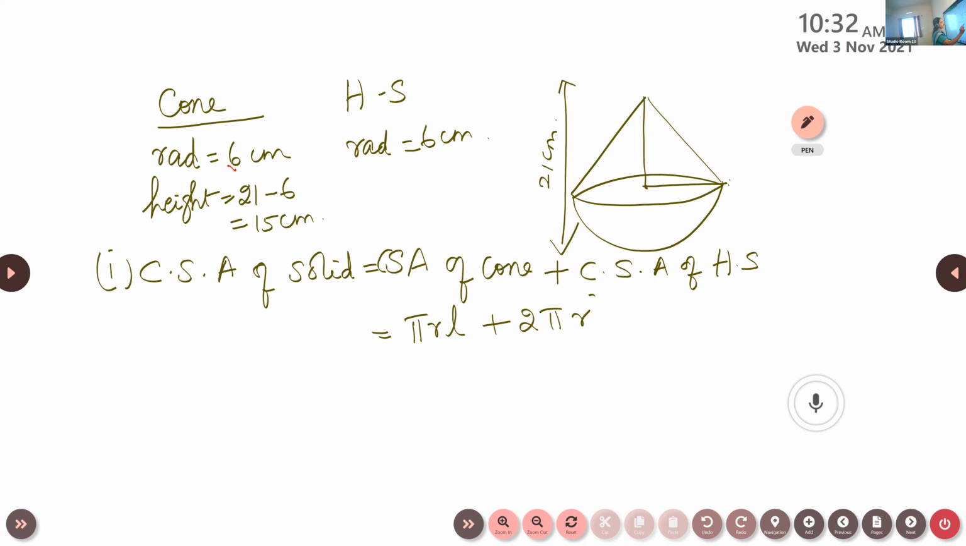Make the formula booklet. Now, L we don't know, we have to calculate L. For finding L, use the Pythagoras theorem. L square is equal to R square plus H square. So 6 square plus 15 square. 6 square is 36 plus 15 square is 225. When you add this, what is L square?